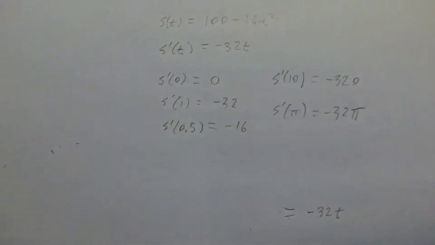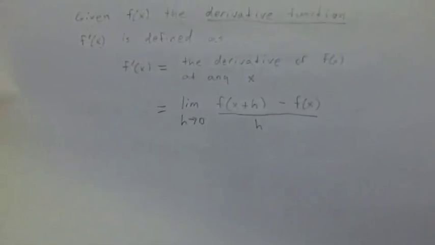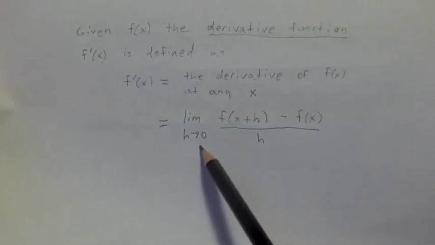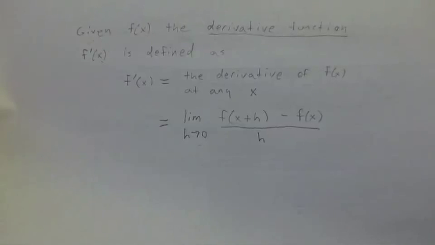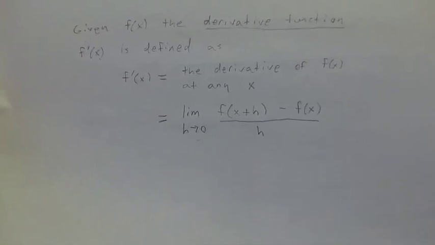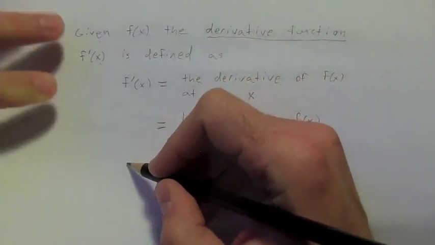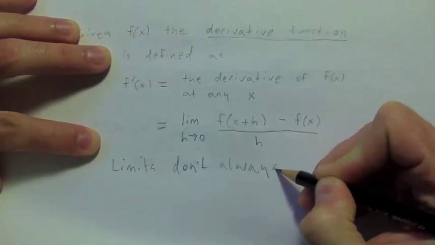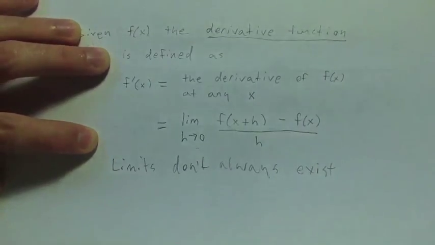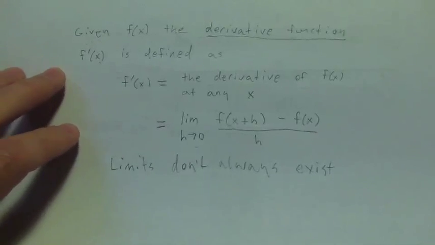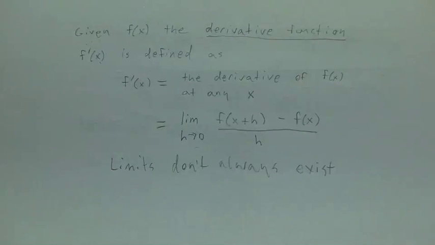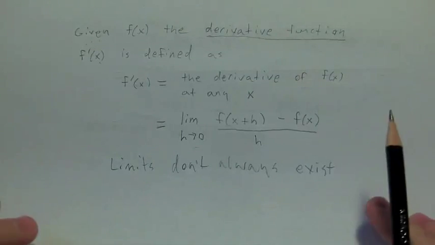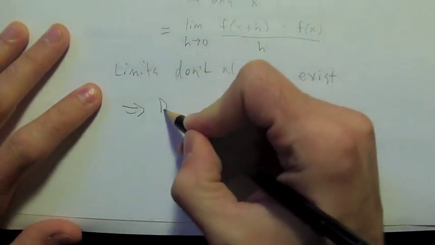Okay. Now, from here, though, right, what I want to talk about is if you look at the definition of the derivative function, right, it's given in terms of a limit. And we know that limits don't always exist, right? Limits don't always exist. Therefore, since the derivative is just a limit, always remember that. The derivative is nothing more than a limit. It's a very specific type of limit. But since limits don't always exist, that means that derivatives don't always exist.